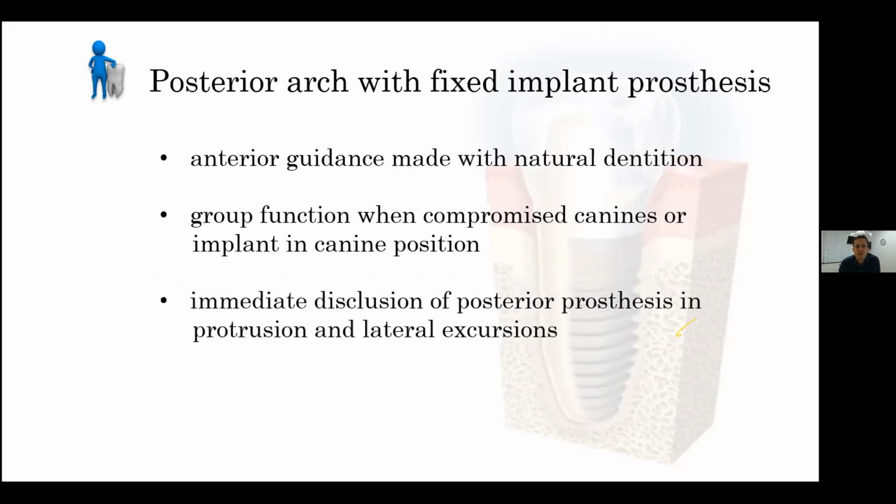Now, immediate disclusion of those posterior prostheses on our implants is imperative. So we want to make sure that contact is lost immediately as you move into protrusive and lateral excursive movements, because we don't want any force on our implant prostheses during function. And then obviously any cantilever, we want an infra-occlusion by 100 microns. 100 microns is what we look for.